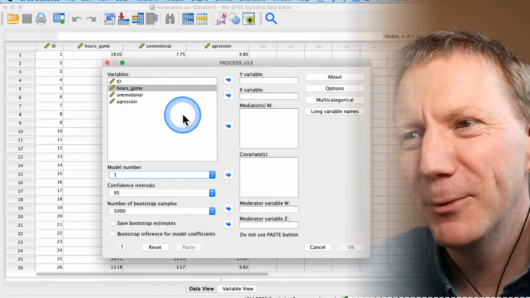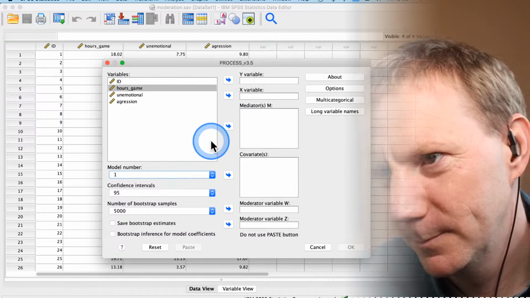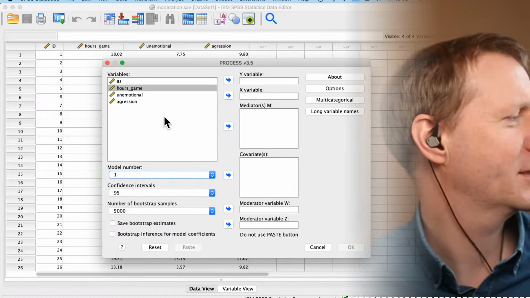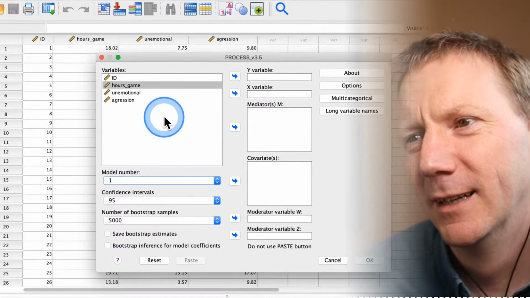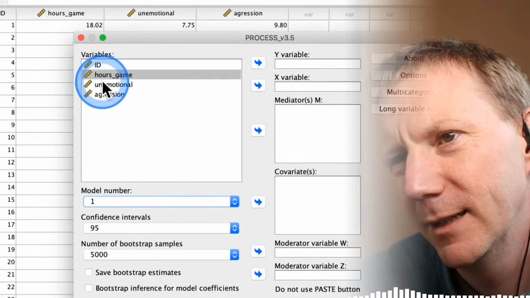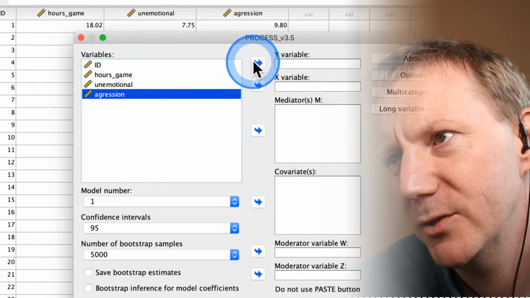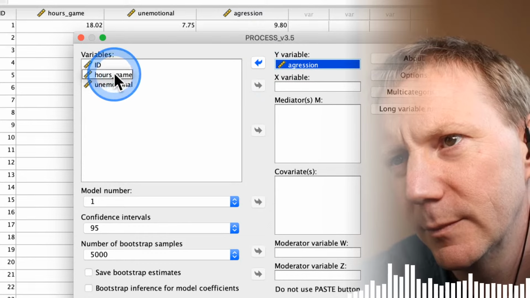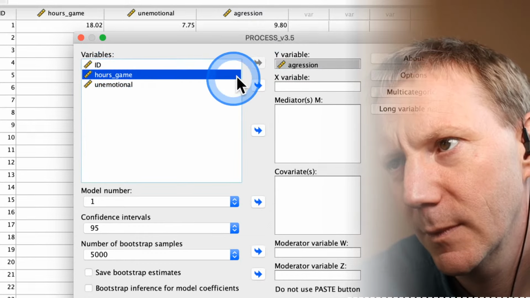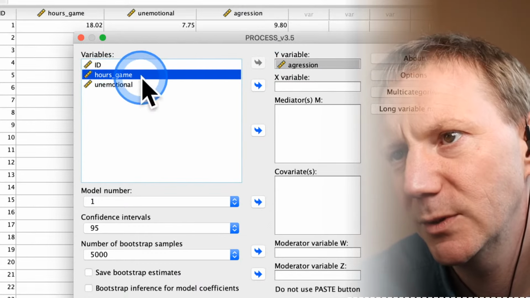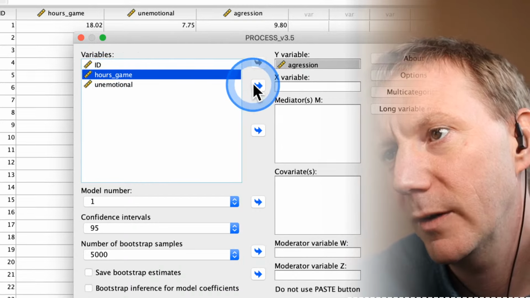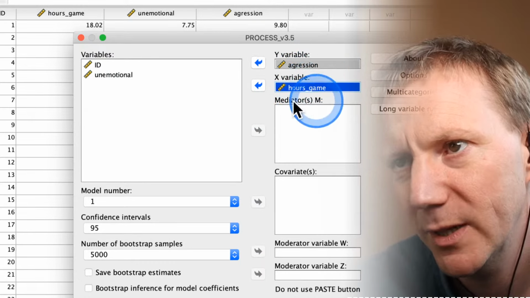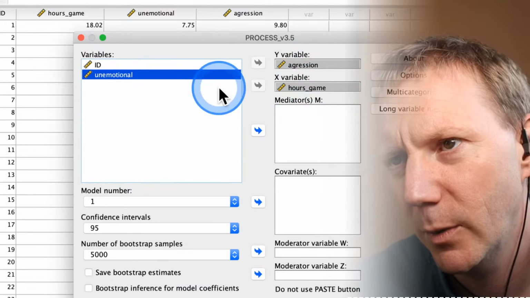Okay. So, which variable needs to go where? Aggression is the Y variable. Yes, aggression is the thing that we're interested in, so that's the output variable. Hours gaming is probably X. Exactly, because we want to see what the relation is between our predictor, the hours spent gaming, and the amount of aggression, and then we want the moderator to be added.